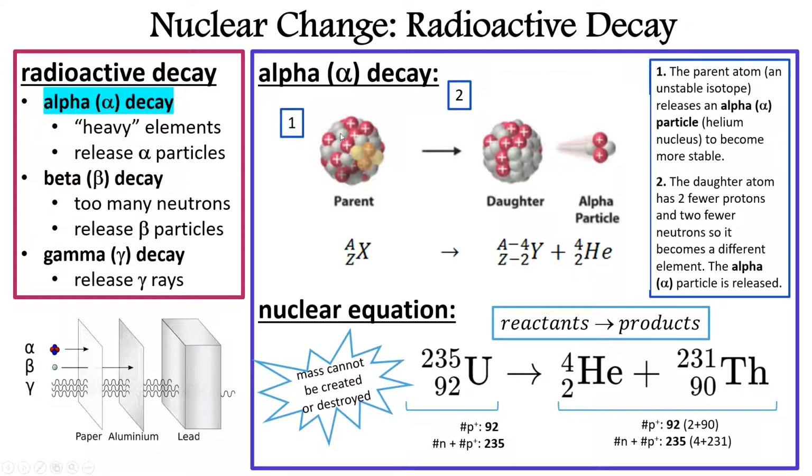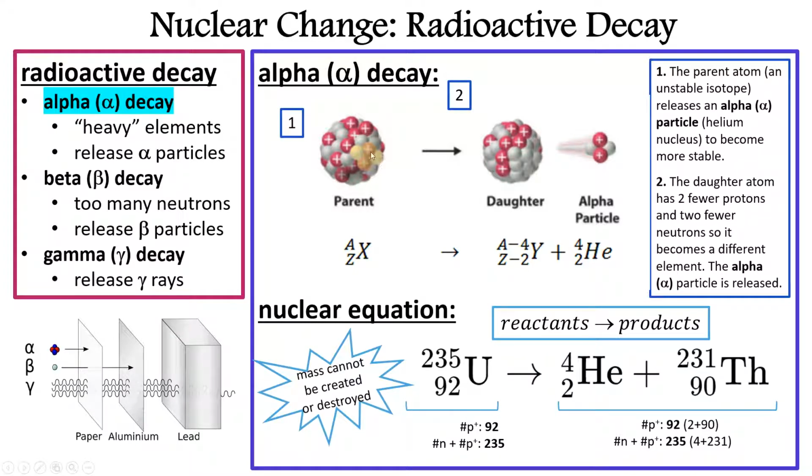So here is your parent atom, which is going to be an unstable isotope. And then this little shaded thing here is actually what we call an alpha particle. An alpha particle has 2 protons and 2 neutrons, and because of that, we often will call it a helium nucleus, because if you look at the periodic table, helium has 2 protons and 2 neutrons. So alpha particle or helium nucleus.